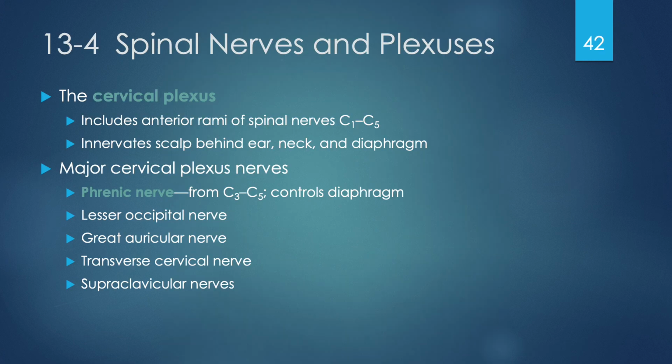Just for your notes, here this is in written form. So the cervical plexus is going to include the anterior rami of spinal nerves C1 through C5, and it's going to innervate the scalp up behind the ear, the neck, and the diaphragm. And some of the major cervical plexus nerves, again, are the phrenic nerve, which is important for you to know, and that's from C3 to C5, which controls the diaphragm. So that is what is irritated when you get the hiccups, by the way. The lesser occipital nerve, the great auricular nerve that goes to the ear, the transverse cervical nerve, and the supraclavicular nerves.